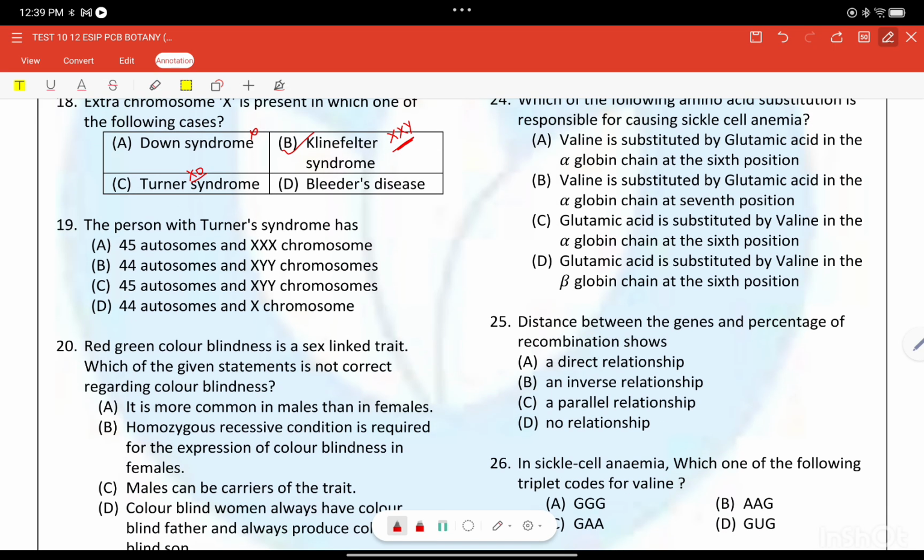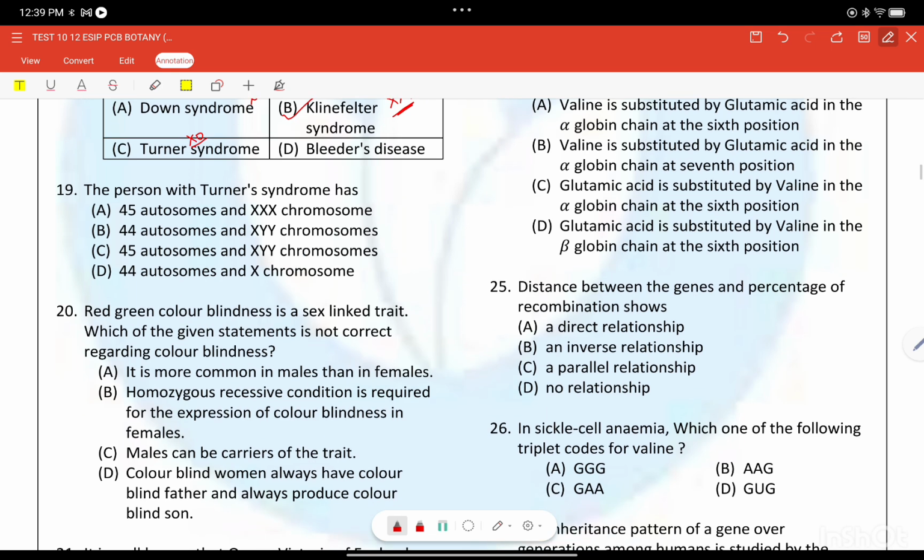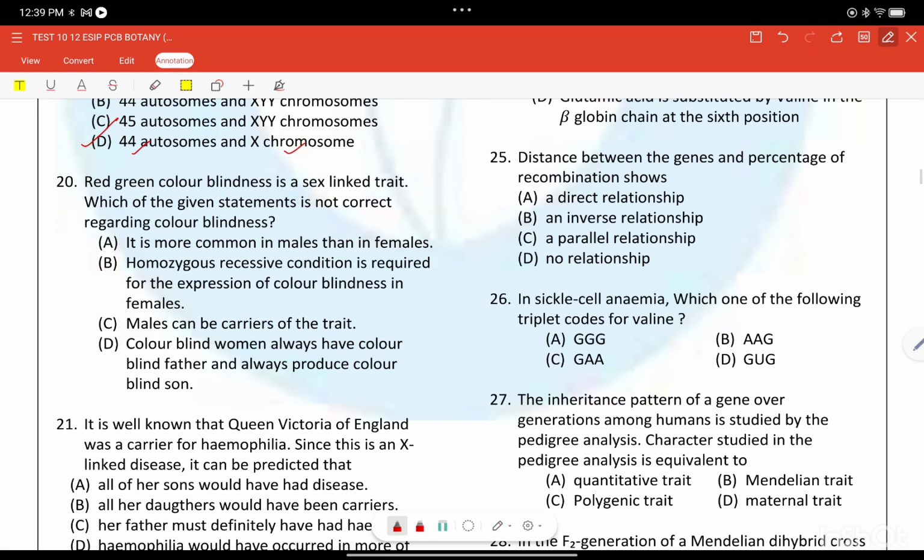So answer is B. The person with Turner syndrome has 44 autosomes, that is correct, and only one X chromosome is absent. Answer is D. Red-green color blindness is a sex-linked trait.